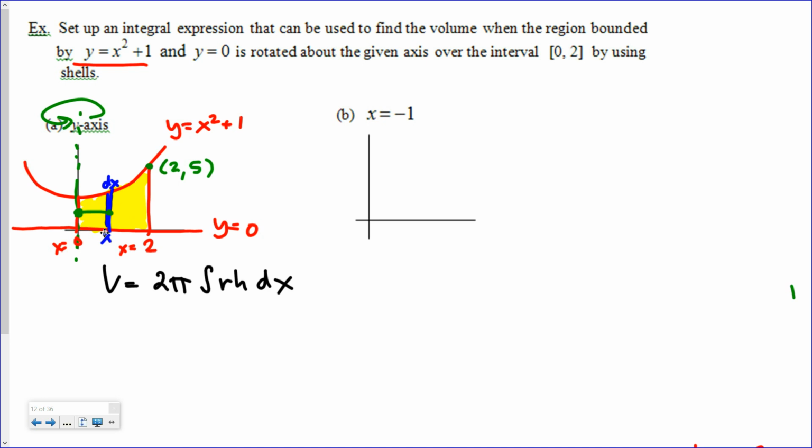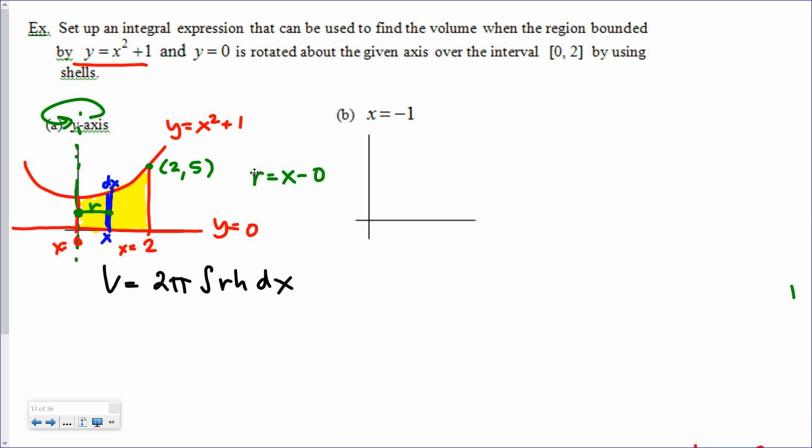And so this length that I want, let me label it, this is my r. This length is x minus x. Do you agree? So what's this x on this side? This x is just x, but this x is fixed. What's this x on this side? 0. So this r is actually x minus 0. That's the hardest thing about the shell method, figuring out what r is.